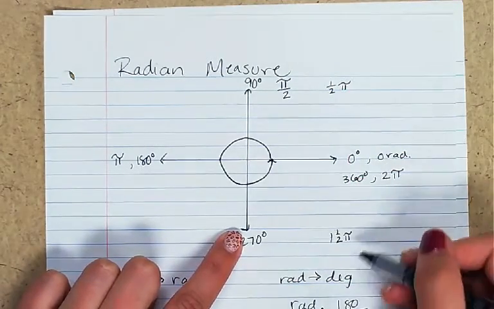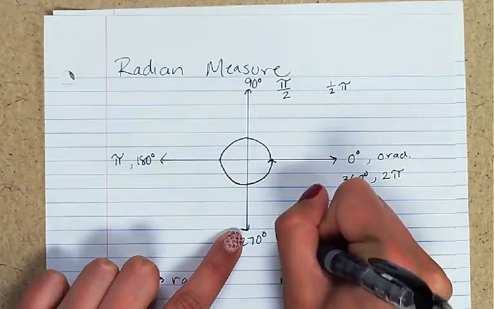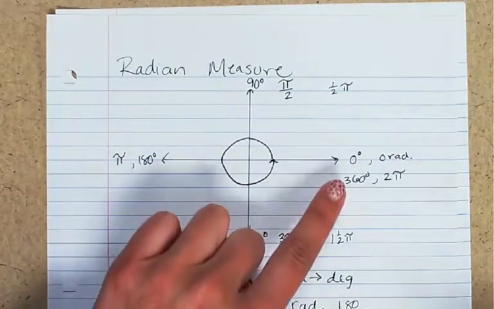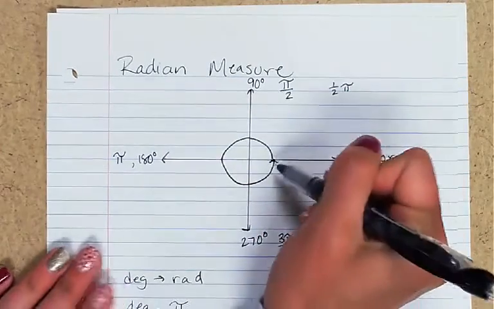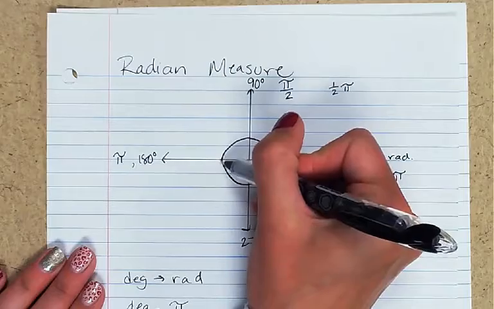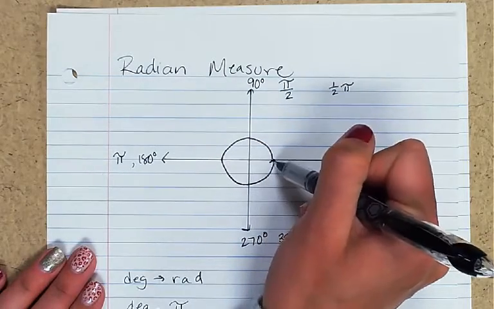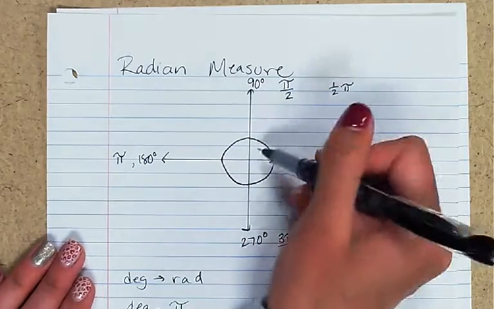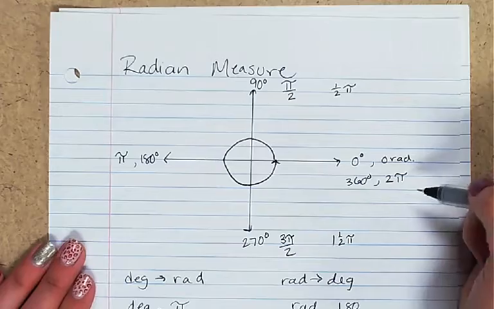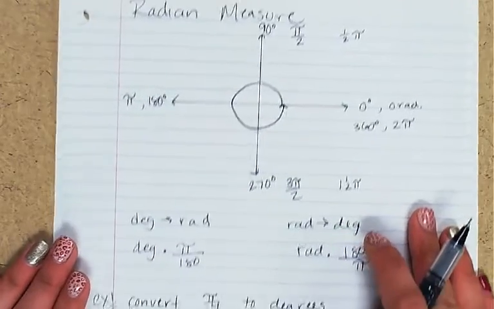But we don't ever really write it like that. We write it as 3 pi over 2. And then we get our 2 whole pies there. So again, half pie, whole pie, 1.5 pies, 2 pies. So 1 complete revolution around the circle in radians is 2 pi.